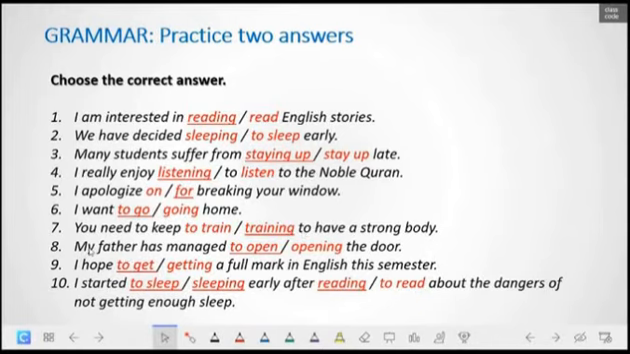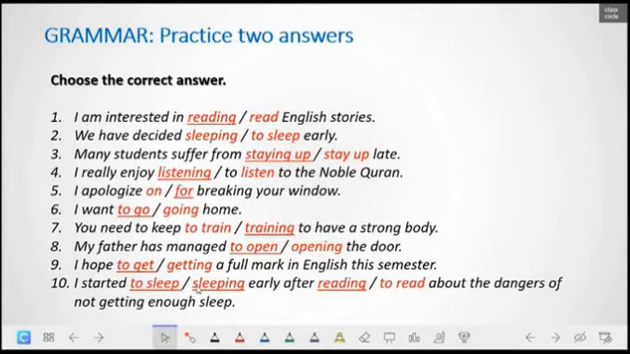My father has managed. Manage is a verb that is always followed by the infinitive to. I hope to get a full mark in English this semester. So hope is a verb that is always followed by the infinitive to. I started. Now, the last one, it can have both.